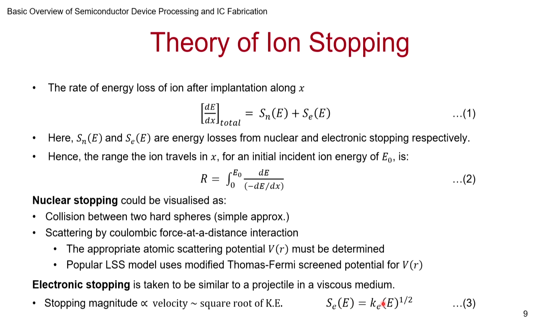This ends up becoming Ke times E to the power half. So, what is this? Essentially kinetic energy is half mv square, right? The square root of that is therefore proportional to the velocity that it is having. So, higher the speed, higher will be the stopping effect. So, S of E is proportional to the velocity, and that is a constant Ke, and these can also be modeled using first order physics for analyzing this.